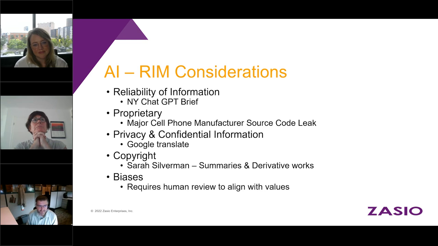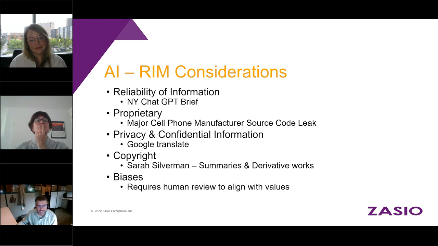The final point was biases. It requires human review to align with these values. Anita covered biases really well from a garbage in, garbage out perspective, but just being aware of that and working to ensure that the garbage doesn't make its way in, and that there's a review to make sure the garbage hasn't found its way out into the output. It really reinforces that emphasis on ensuring that records generated using AI are reliable.